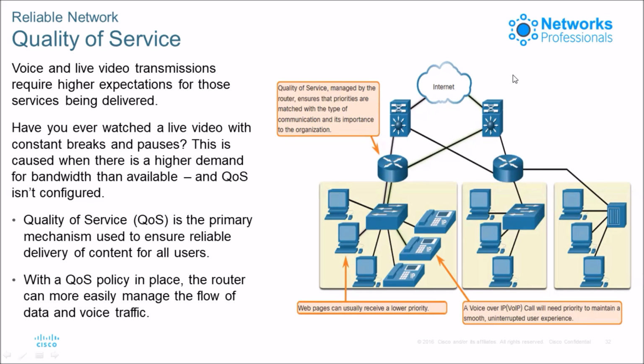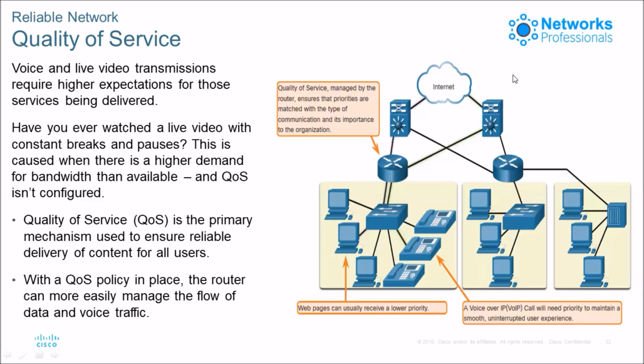It's due to the fact that as data, voice, and video content continue to converge on the same network, quality of service is a primary mechanism for managing congestion and ensuring reliable delivery of content to all the users. If you are not facing such problems, it means that quality of service is configured in your network. Congestion occurs when the demand for bandwidth exceeds the amount of available bandwidth.